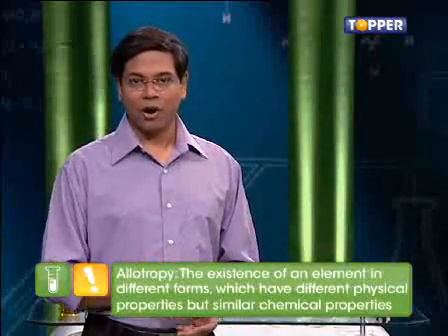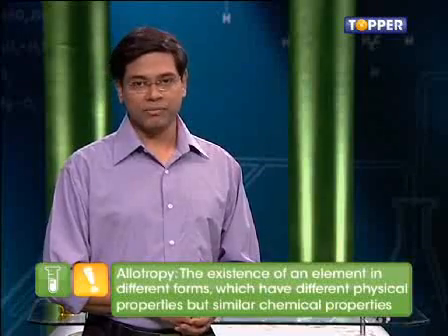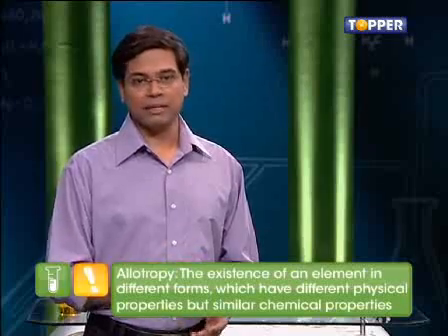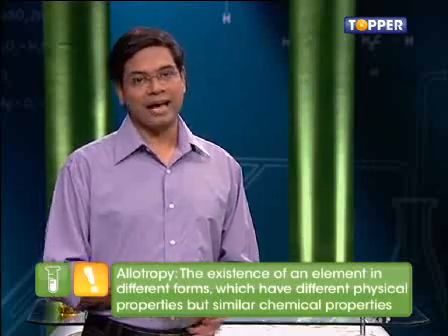Remember, in the beginning of the show, I had talked of allotropic forms and allotropy? Well, let's try and understand what these heavy-duty words mean. The phenomenon of existence of an element in different forms which have different physical properties but similar chemical properties is known as allotropy. And the different forms of an element are called its allotropes or allotropic forms.